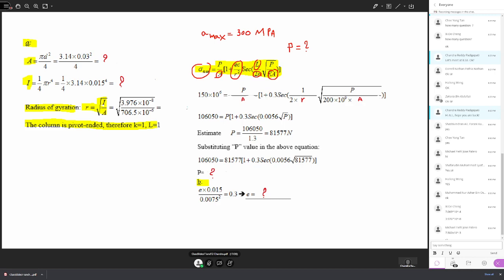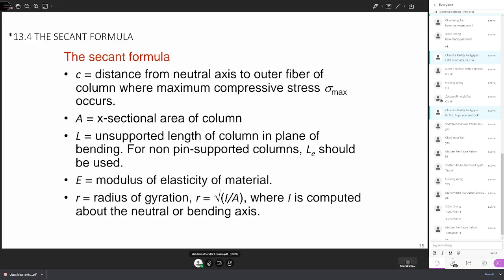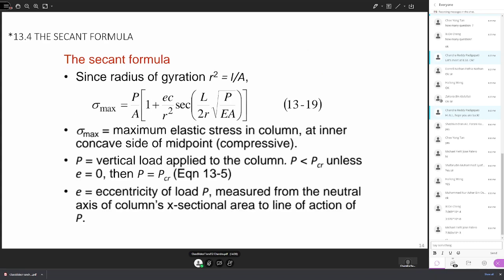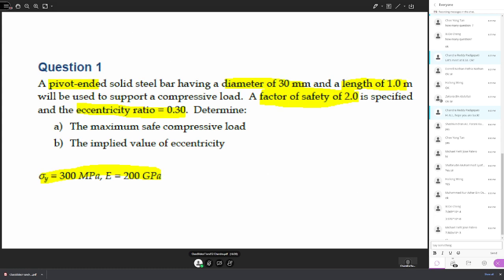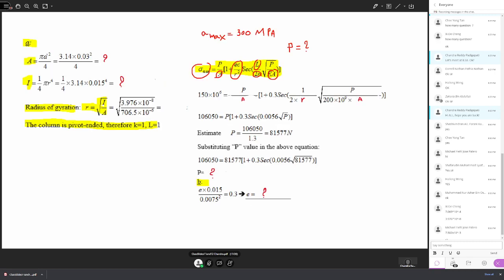Okay, so the formula is sigma y is... I'll just go back to the formula. Okay, so you can see sigma max is P by A. This is the formula, right? And now the question says that a factor of safety of 2.0 is specified.